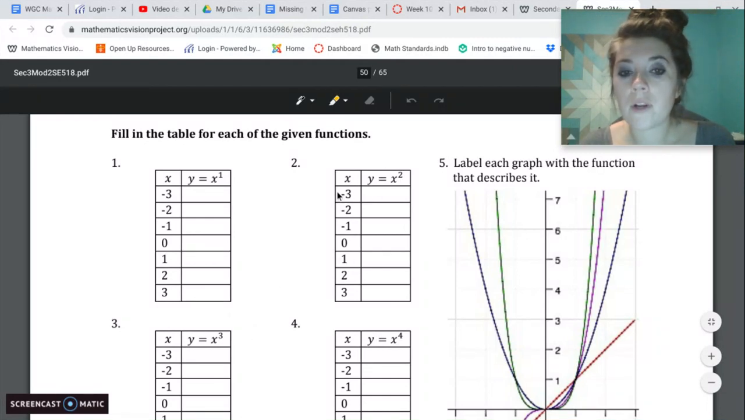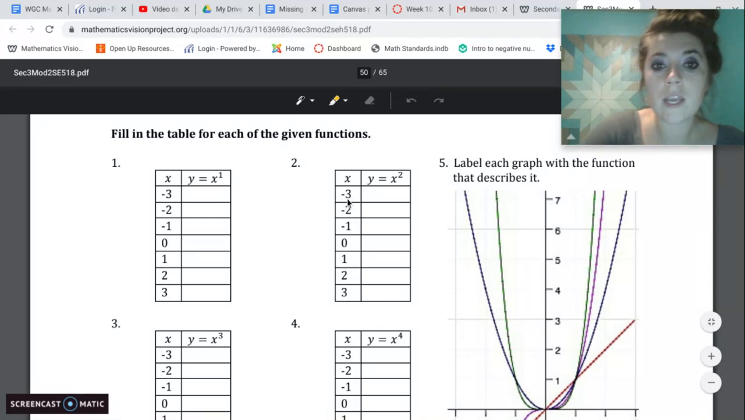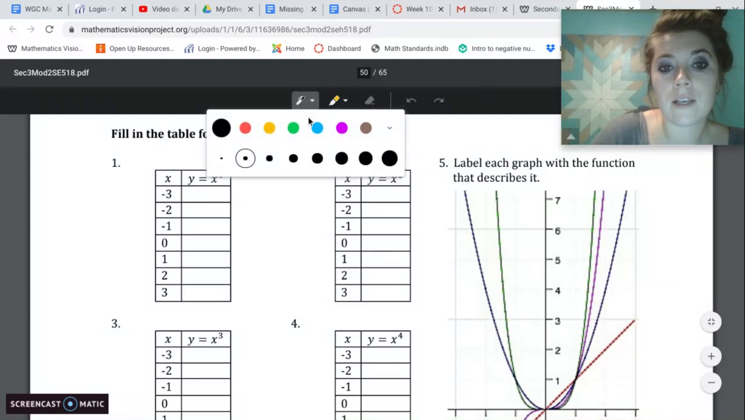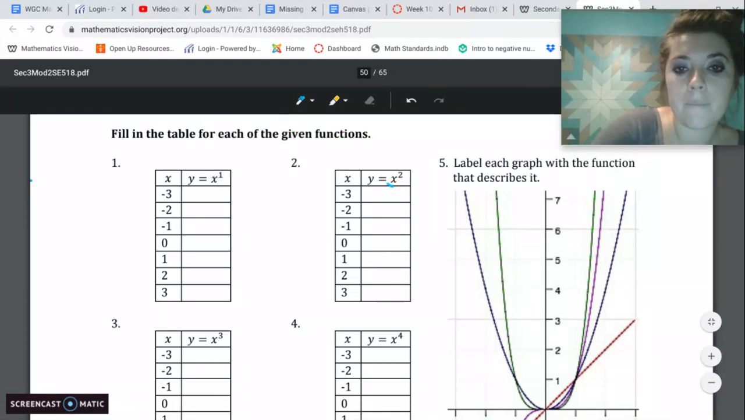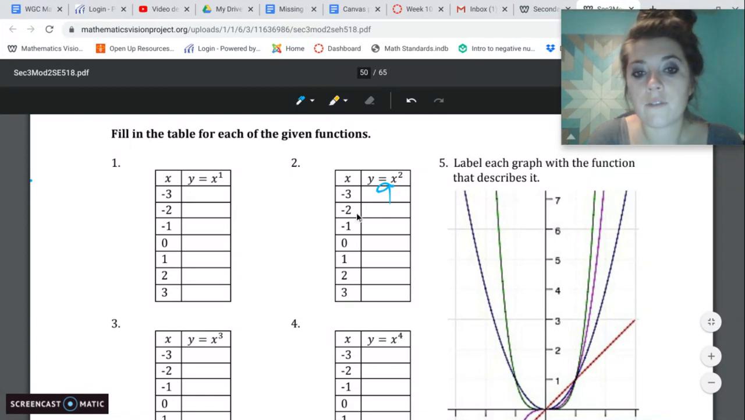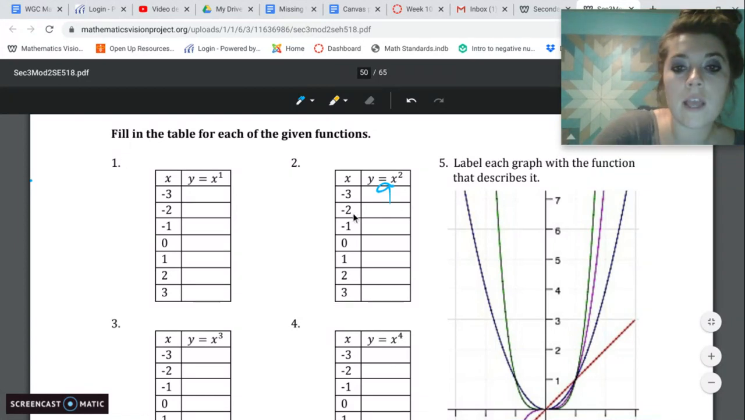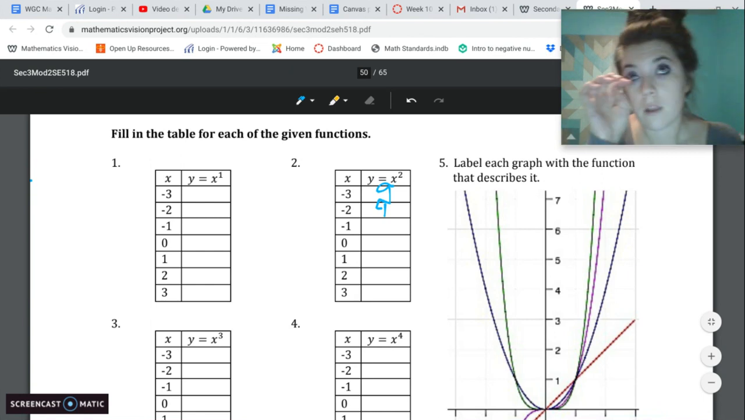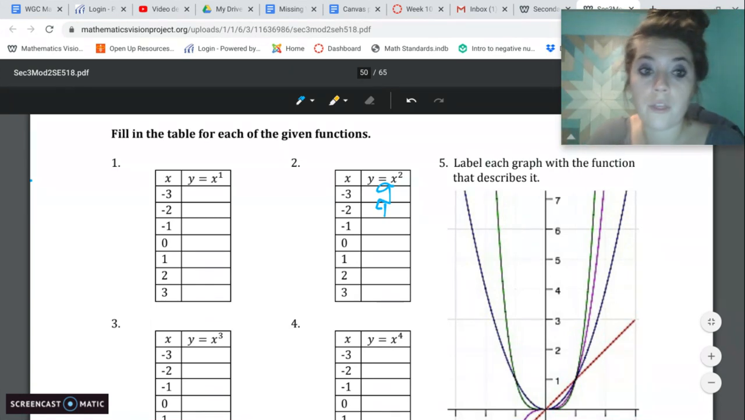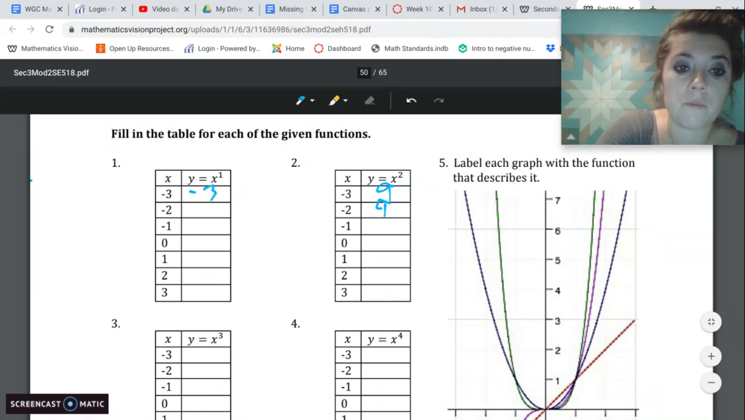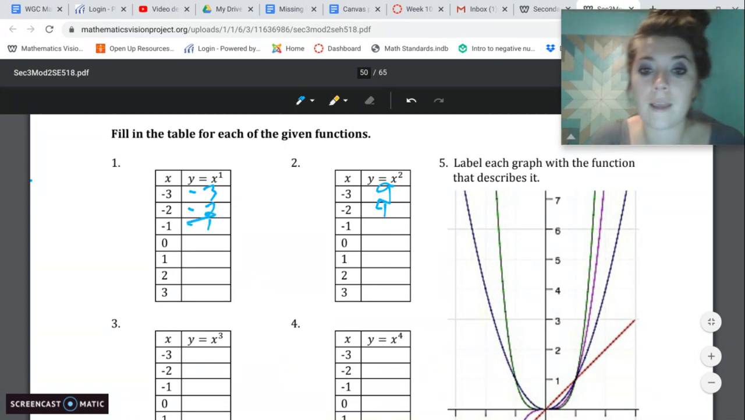X squared, remember, that just means that you're going to take your x value and times it to itself. So -3 times -3 is going to give us a +9. -2 times -2 is going to give us a +4. So on and so forth. So over here, just as a reminder, they're going to be the same.